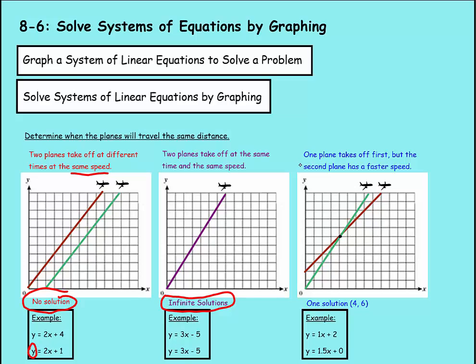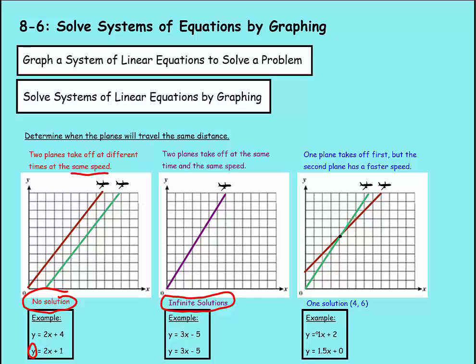Our third situation is one plane takes off first, so this brown one here, but the second plane has a faster speed. So this green one, even though it took off later, has a faster speed. Now we can solve this because this green one is eventually going to catch up to the brown one, and the point where they are exactly the same distance is the point we're looking for. So this one has one solution at (4, 6).